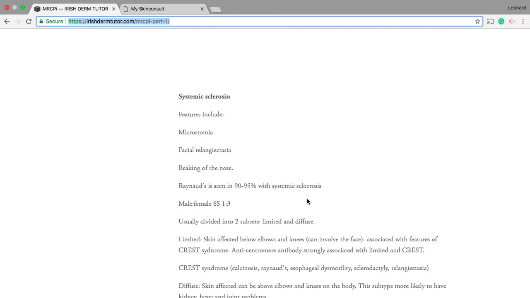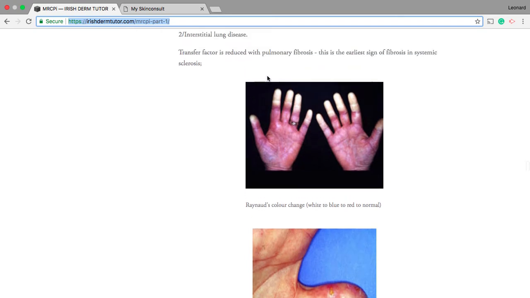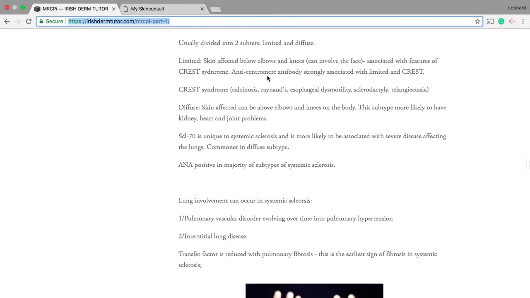And so CREST syndrome stands for calcinosis, in which you get deposits of calcium in the skin, and these can often ulcerate. Raynaud's phenomenon is a classic finding of the skin in the distal digits turning white, then to blue, then to red, then back to normal, and often occurring in cold weather. Then E is for esophageal dysmotility, in which the patient can get difficulties with swallowing and can also often get bad reflux with this.